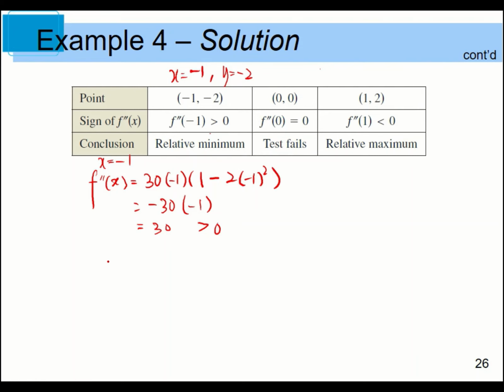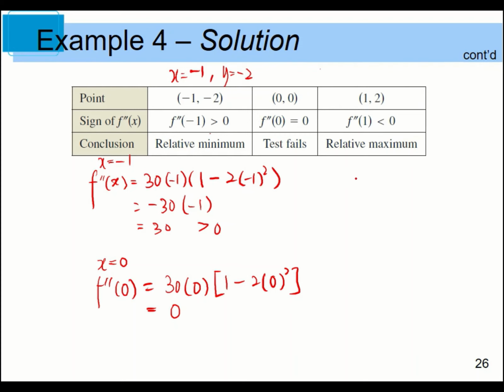We continue to test the second point, when x equals 0. Substitute into f double prime. We have 30 times 0 times (1 minus 2 times 0 squared). Since this is 0, when we multiply we get 0 for the whole term, so f double prime is 0. In this case, the test failed, so we don't know whether it's a relative maximum or minimum.